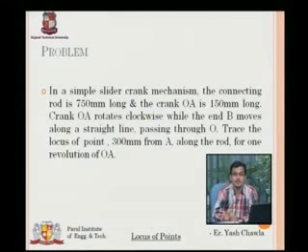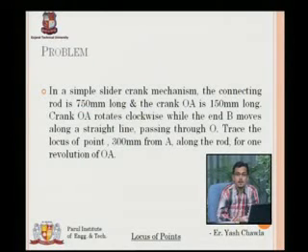So this particular sentence that says B moves along a straight line passing through O, and we know the crank is OA, it gives us an indication that the slider and the crank are both having the same axis, or say the center line. Now this is the information that they have given.